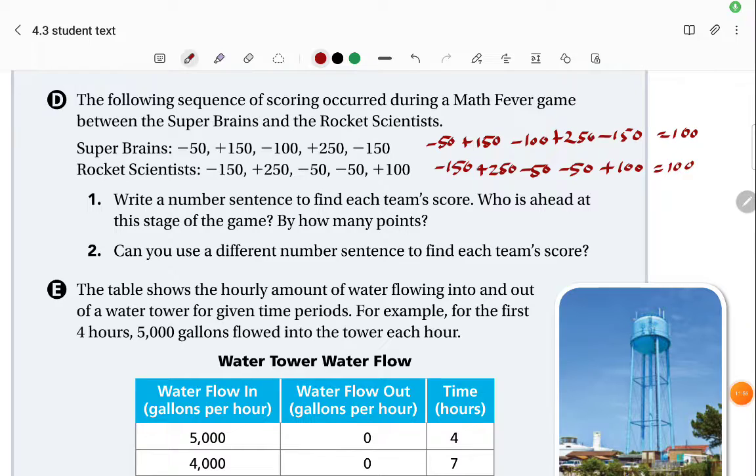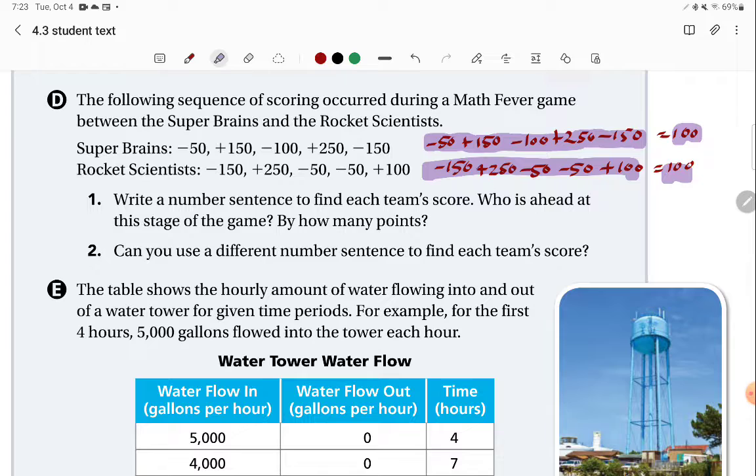Okay, so pretty straightforward. Here's the number sentence. I just wrote them as they are. Negative 50 plus 150 minus 100 plus 250 minus 150. And then for the other one, I just wrote them as they are. And then when you add them all together, combine positives and negatives, they end up being 100. So each team is tied. And then, well, they're tied, so 0 points.